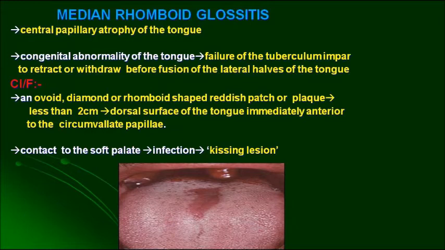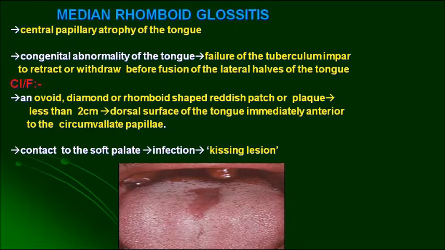It is seen on the dorsal surface of the tongue immediately anterior to the circumvallate papillae. It will be just anterior, not posterior. So that can also be an option. The location of median rhomboid glossitis is anterior to the circumvallate papillae on the dorsal surface of the tongue.